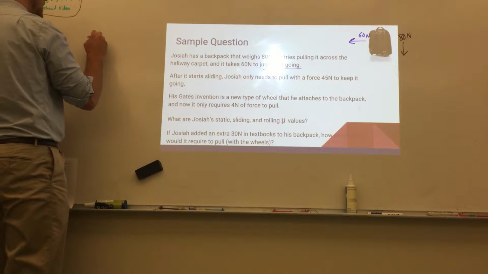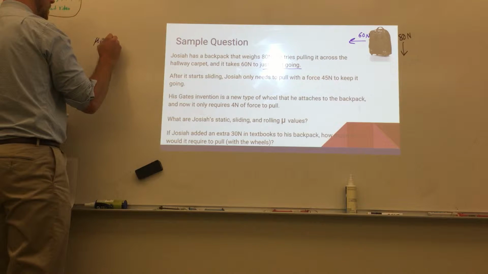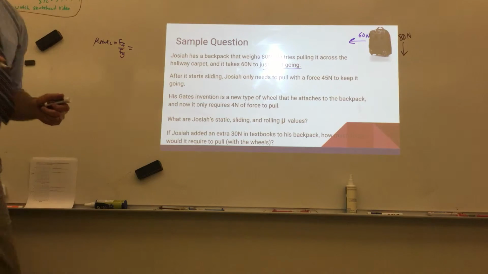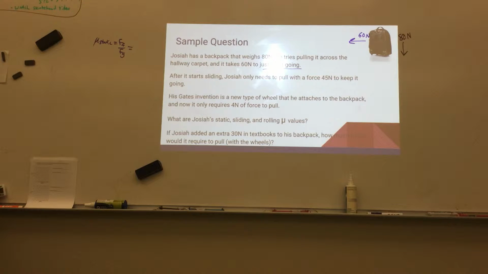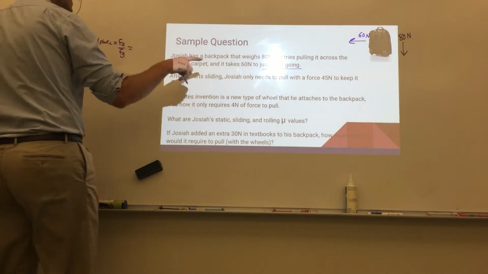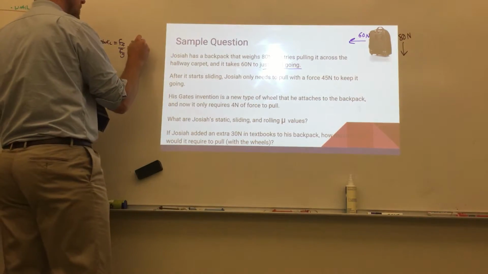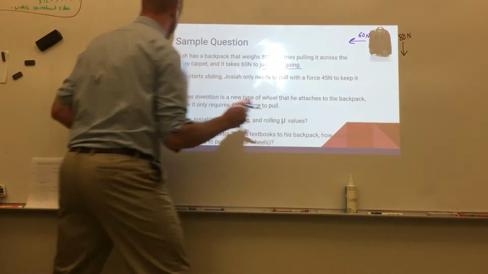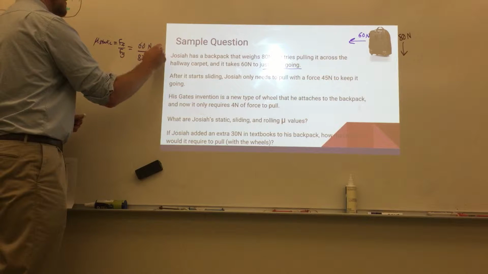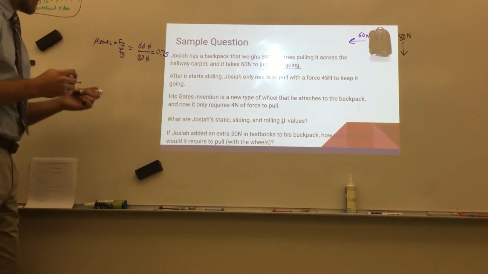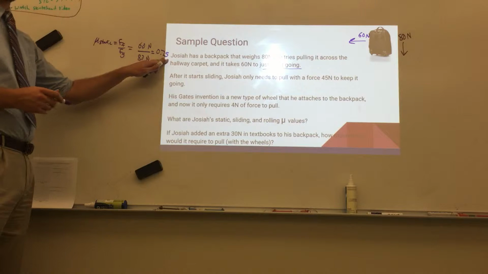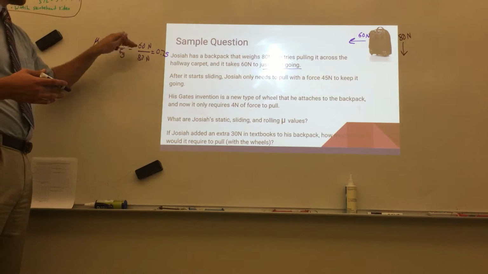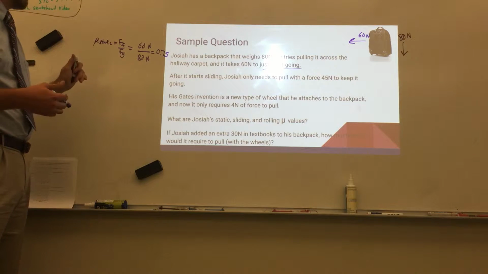So mu static equals force of friction over force of gravity. That's the same formula that was on the previous slide that we were looking at. And force of friction was 60 newtons. Force of gravity was 80 newtons. That calculates to 0.75. It's kind of the rare exception in science that it does not have any units on it, actually. Once again, it's a rating of how much friction is there. That's a pretty high rating overall if it took 60 newtons to pull an 80 newton object.